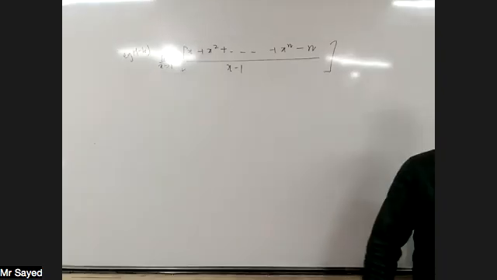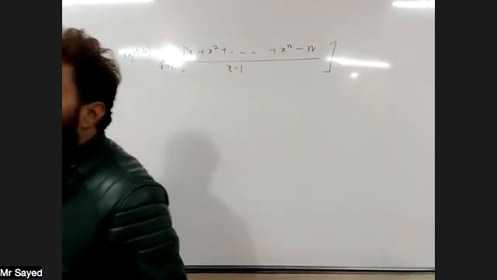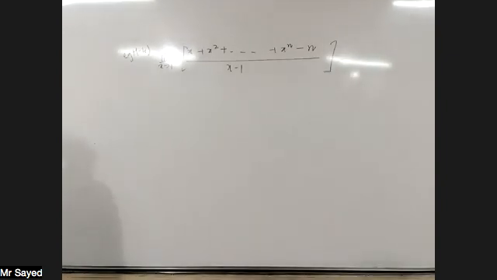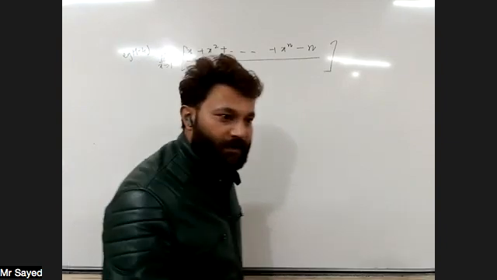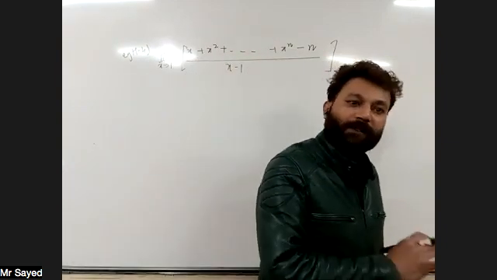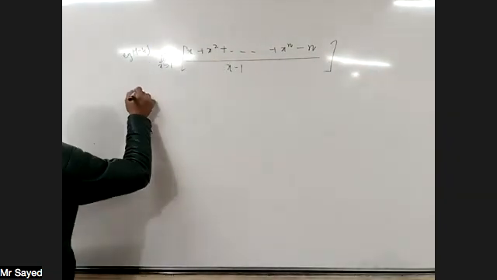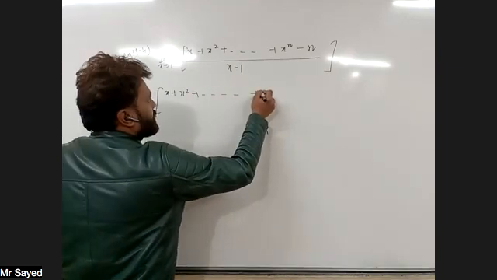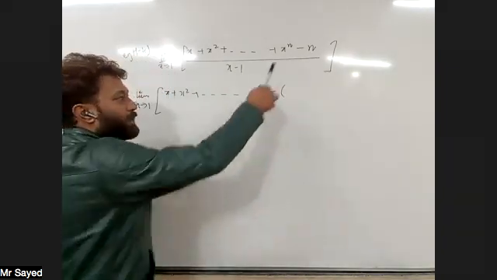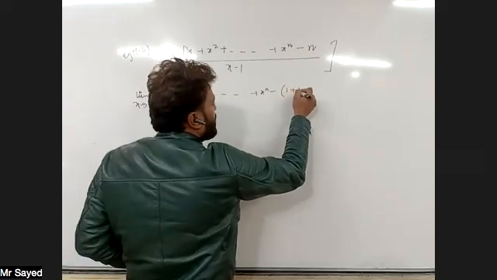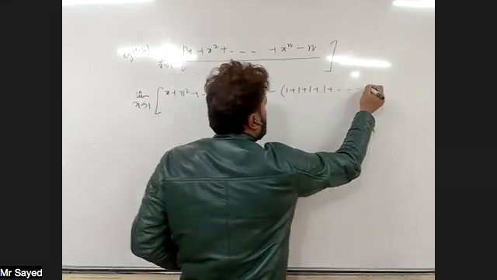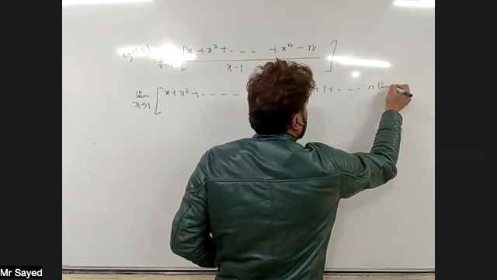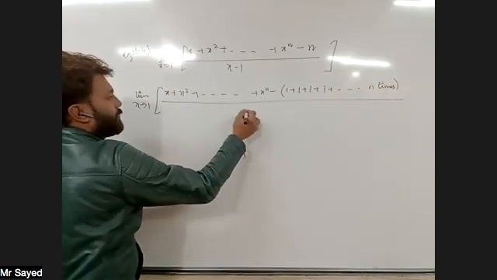This is a perfect question to understand how distributive the limit is. As we have discussed earlier as well, limit is a highly distributive function. Plus, minus, multiply, divide, सब में distribute कर सकते हैं. For that, limit x tends to 1, x plus x square, and so on till x to the power n. This n, can we write as 1 plus 1 plus 1 and so on till n times, whole upon x minus 1?